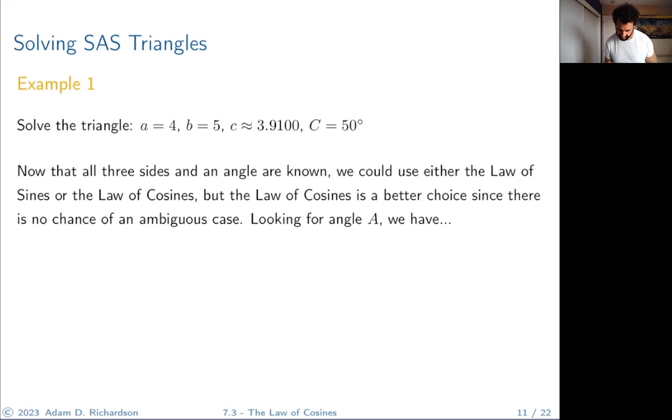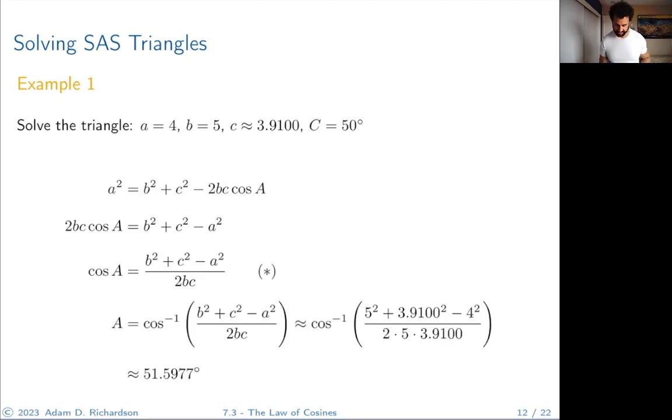But the other thing is this: the law of cosines is a better choice since there's no chance of an ambiguous case. That is one of the downsides with the law of sines, that it can give you ambiguous cases, and you won't be able to rectify those or eliminate one of the cases unless you have external information. The law of cosines does not require that extra information. So if you can use the law of cosines, you should. And that's what we're going to do right now. If we're looking for angle A, we can recast the law of cosines as such.